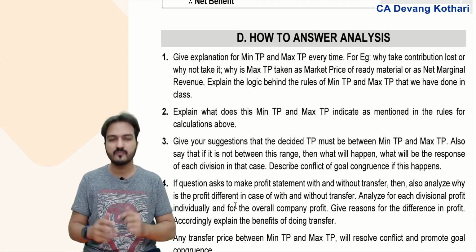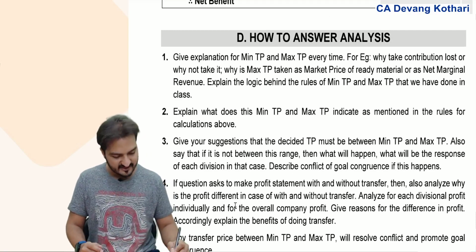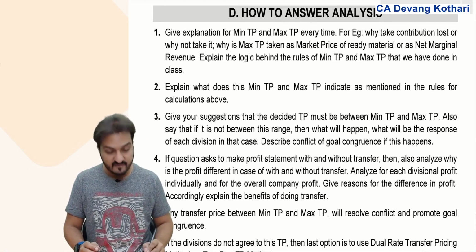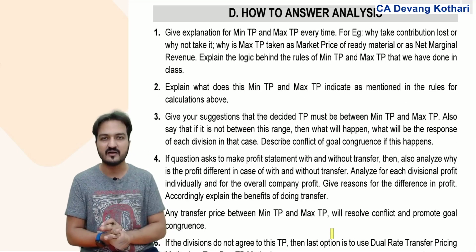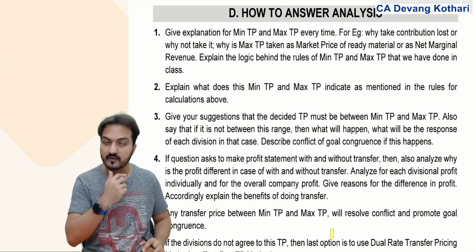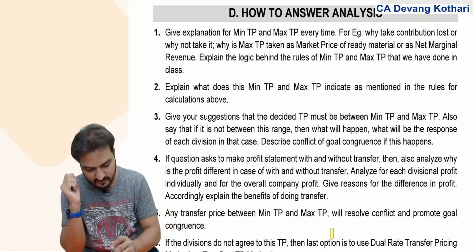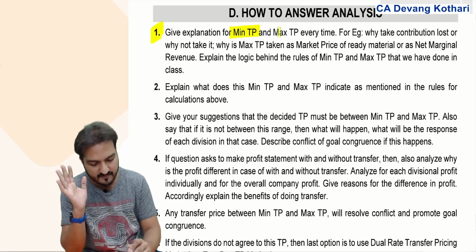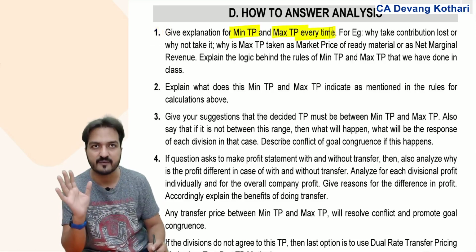And finally, how to answer analysis in this chapter. Just like in decision making I had given you guidelines regarding how to answer analysis, here also I am giving you guidelines regarding how to answer the analytical part in this chapter. Look, first rule, give explanations for minimum TP and maximum TP every time.